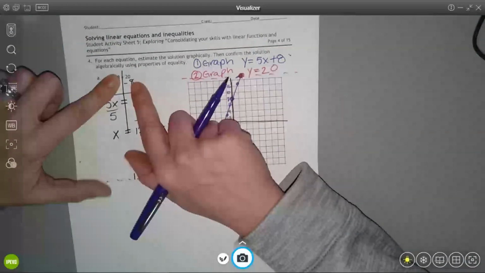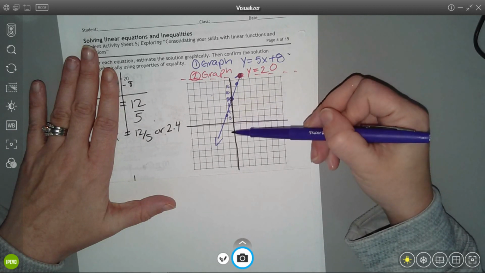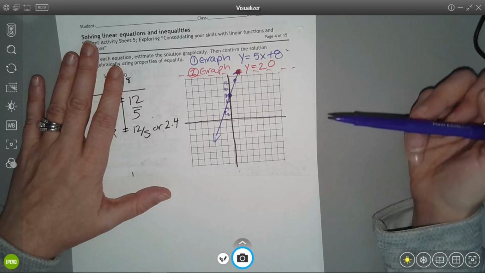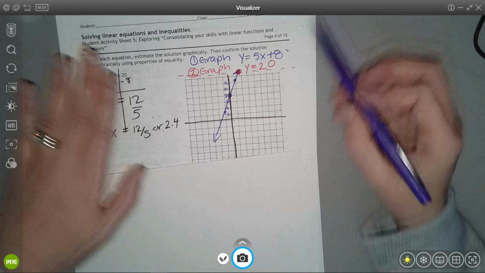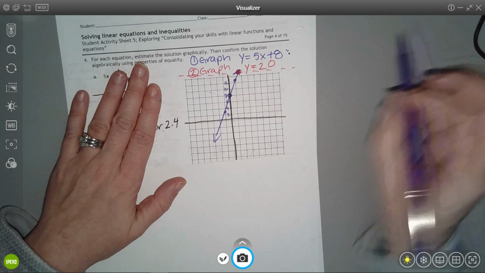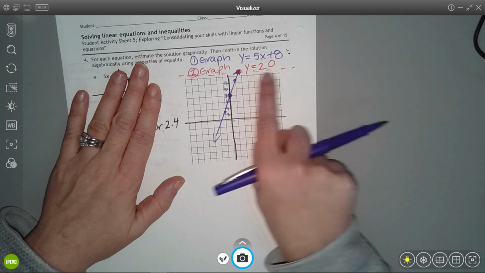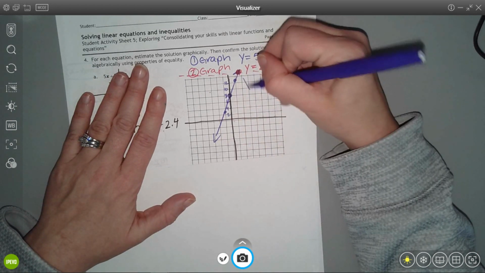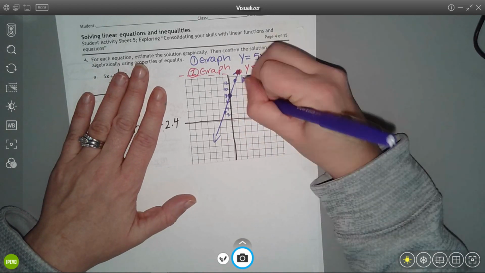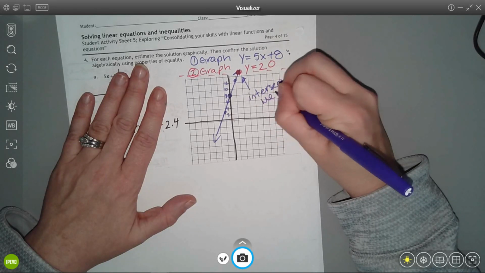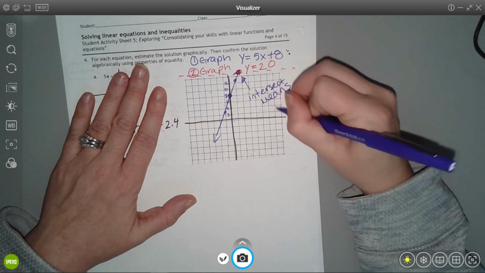So what I did, and again, I didn't do my scale very well. I didn't really think ahead here. So what I did was I drew my line of 5x plus 8, and then I drew in red my line of y equals 20. And where the two intersect, the intersection means they are equal to each other, means the solution.